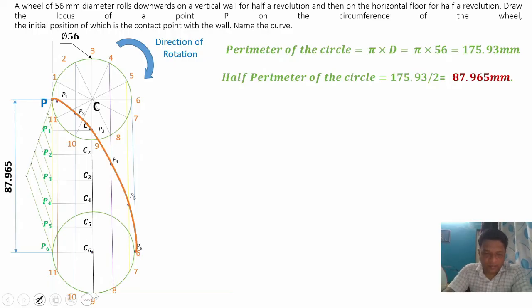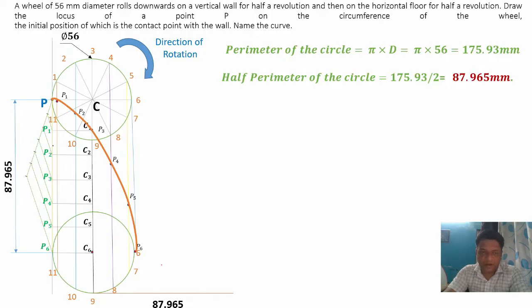Then this is the base point. From this base point we'll draw a line. Now this is not a normal line. This line has a length equal to half of the perimeter, because for half of the revolution this circle will roll in the horizontal direction. That's why half of the perimeter, that is 87.965, will be considered the length of this line. Now again divide this line into 6 equal parts, because for half of the revolution it will complete 6 parts of the circle. That's why divide this line into 6 equal parts.